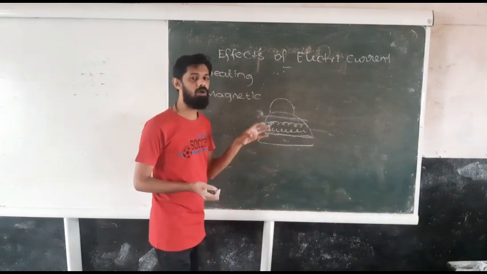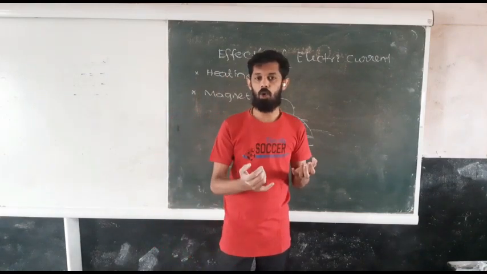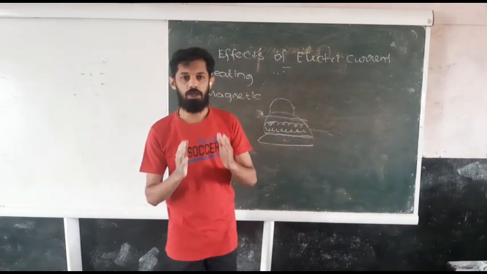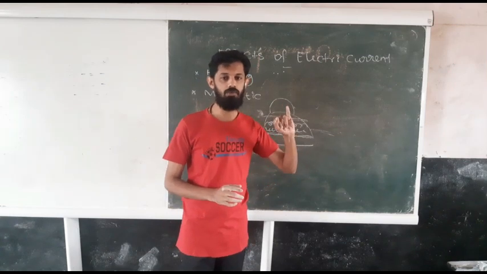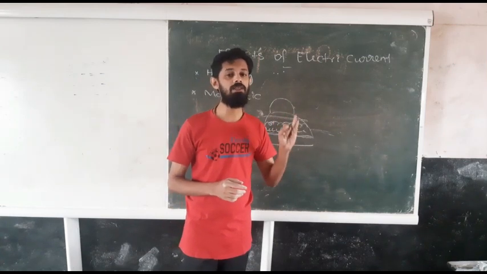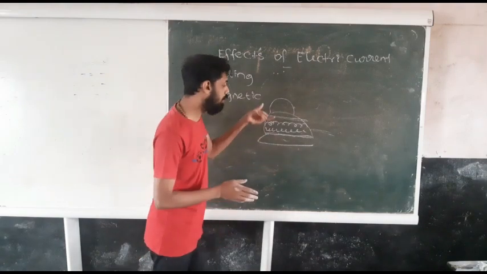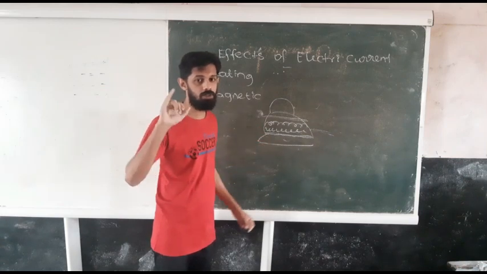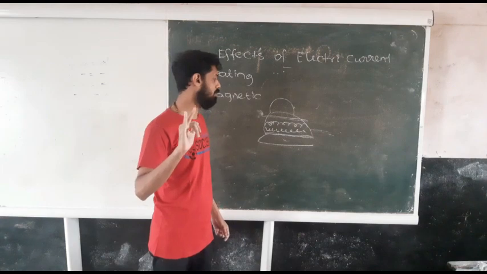Now, nichrome coil is an alloy which is made up of nickel, chromium, manganese and iron. These are the metals in the alloy of nichrome. So, I hope you understood why we are using mica sheet. It has two properties: it is a good conductor of heat and a bad conductor of electricity.